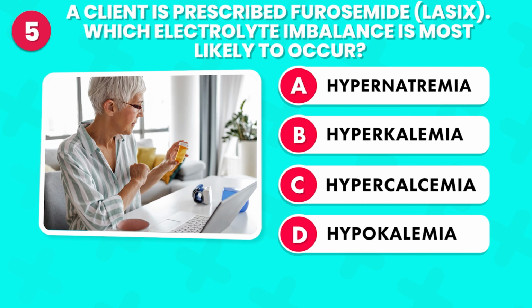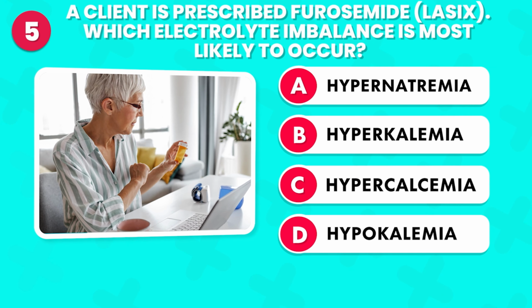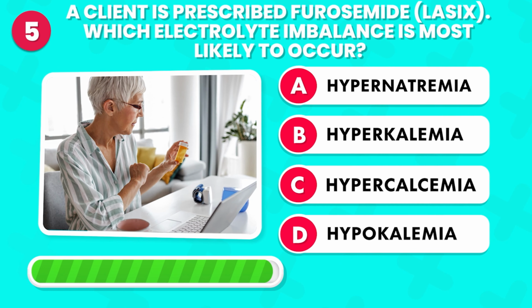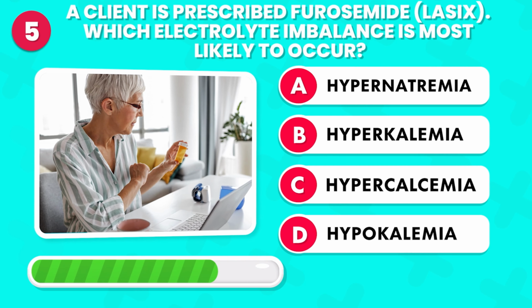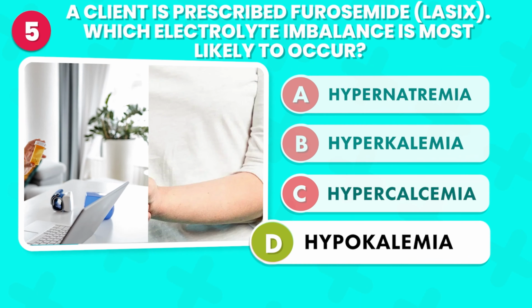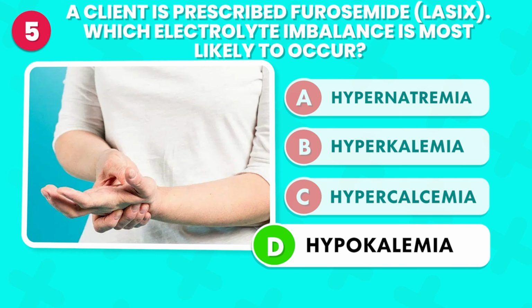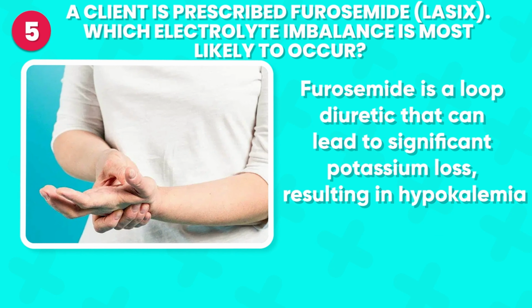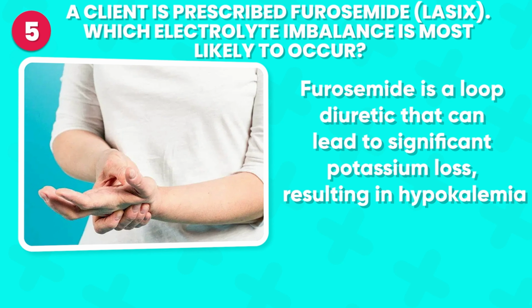A client is prescribed furosemide, Lasix. Which electrolyte imbalance is most likely to occur? A. Hypernatremia. B. Hyperkalemia. C. Hypercalcemia. D. Hypokalemia. It's D. Hypokalemia. Furosemide is a loop diuretic that can lead to significant potassium loss, resulting in hypokalemia.